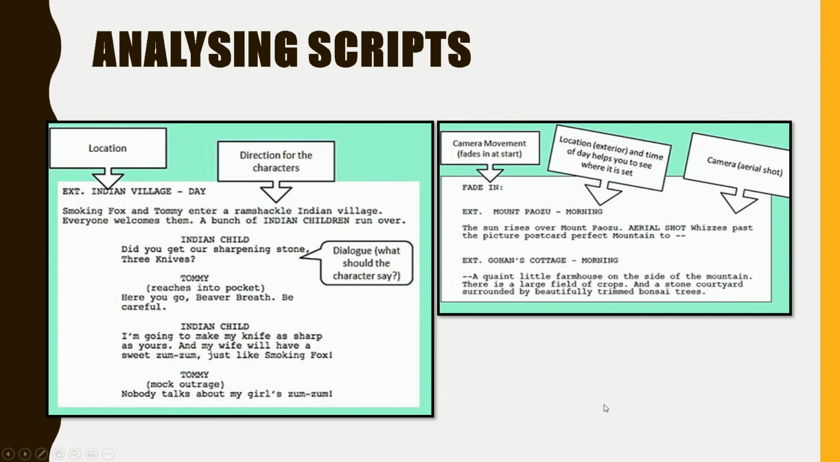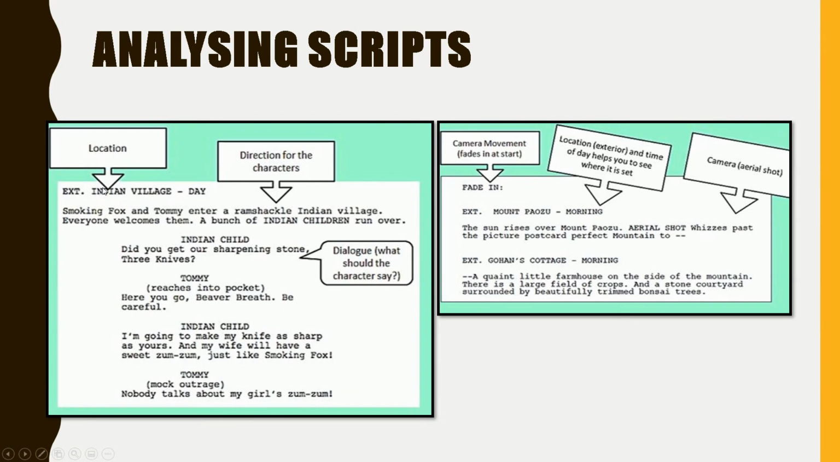In terms of the examination, they won't ask you to create a script, they will ask you to analyze a script if a question is on that. So they will have an existing script, and all the student will need to do is label or annotate the different aspects of that script.